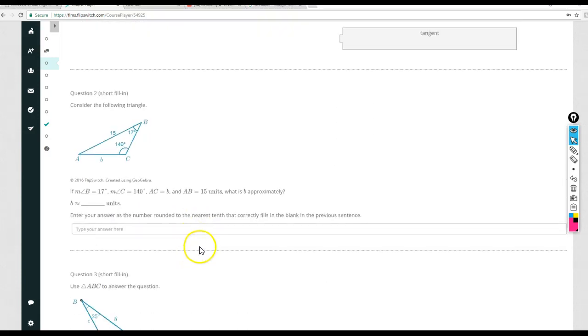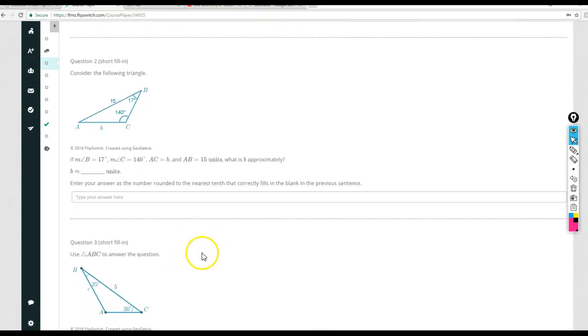So question 2, consider the following triangle. If measured angle B is equal to 17 degrees, measured angle C is equal to 140, side length AC is equal to B and side length AB is equal to 15 units. What is B approximately?